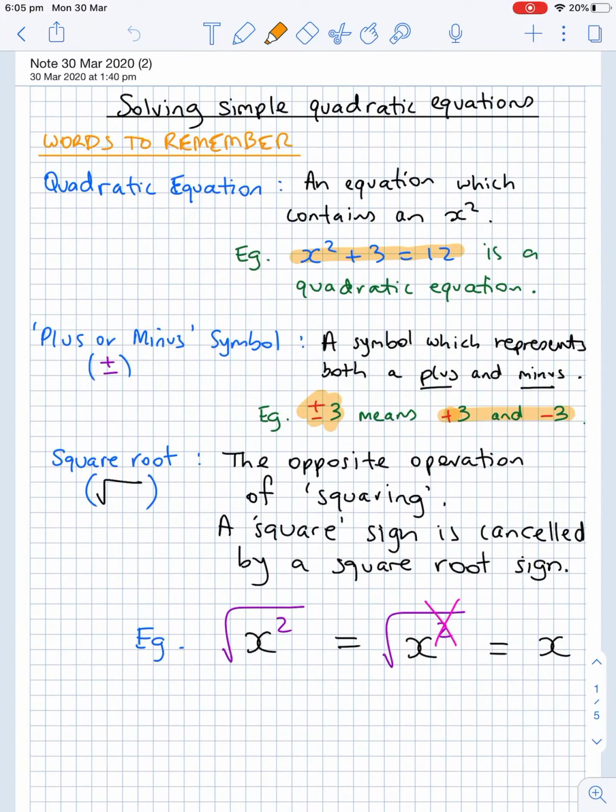Hi guys. For today's lesson, we're going to be dealing with solving simple quadratic equations. So we're still going with our equations.